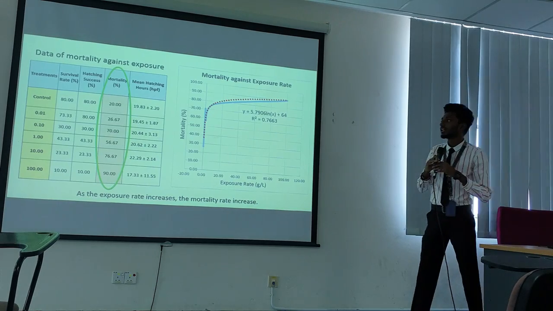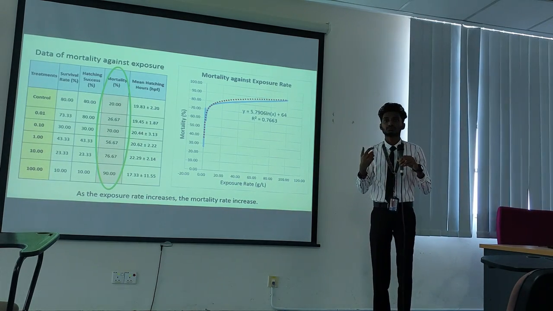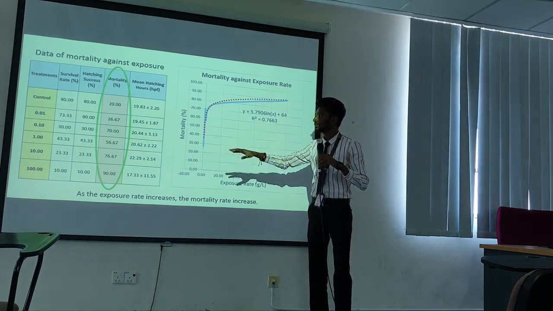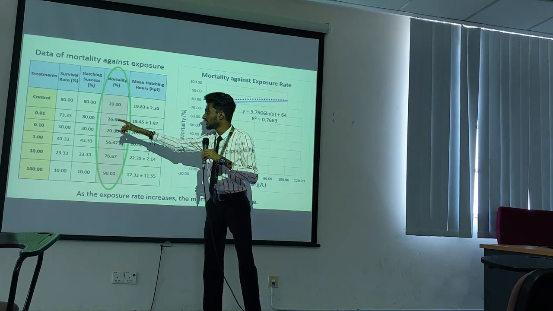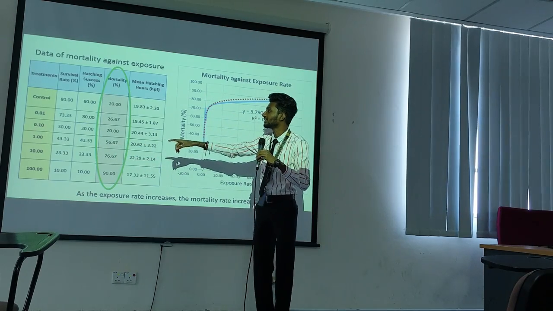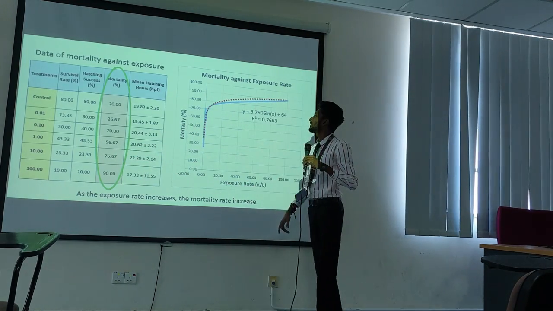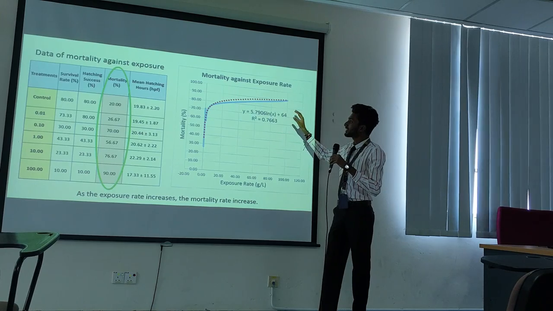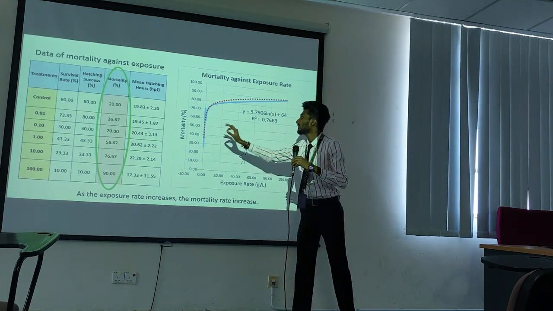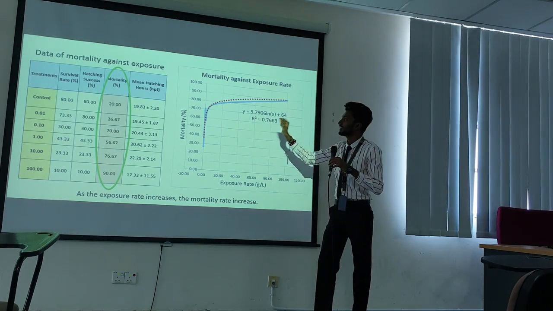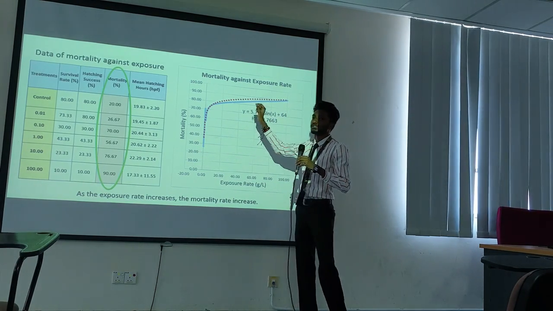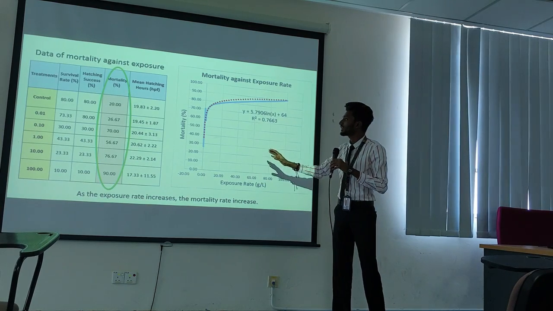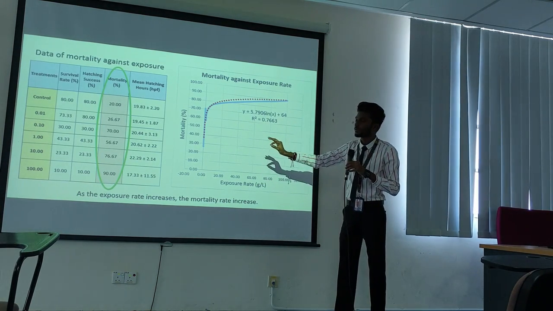To justify that result, I have observed the result and interpreted the data of mortality against the exposure. So basically, we can see that as the exposure to the palm oil mill effluent increases, the mortality also increases. From here, we can see that the blue line graph is made from the data that I have interpreted, and the red dotted graph is the best fit for the data, which is from the system. So from here, we can see that the mortality is increasing.